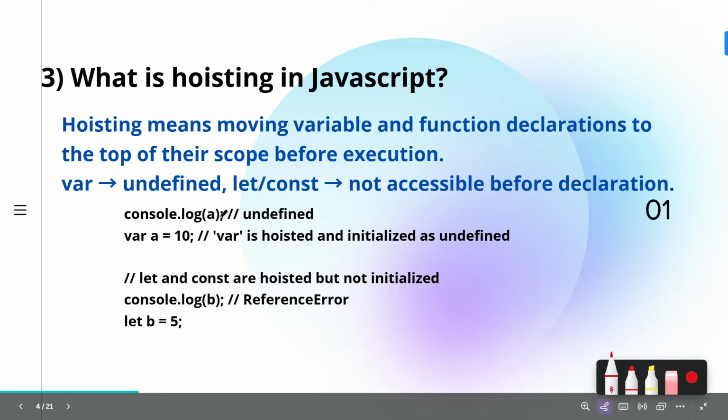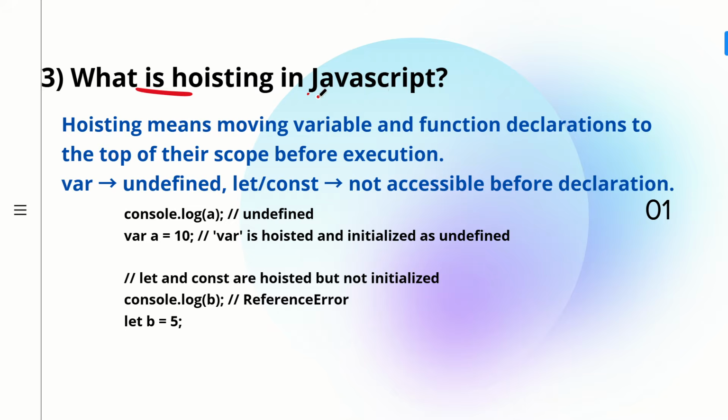Let's get into our third question, that is, what is hoisting in JavaScript? If you have observed in other languages, if you try to use a variable before you have declared it, you are going to get an error that this variable is not defined. But in JavaScript that is not the case. In JavaScript you will be able to access the variable. You might not get the exact value that is initialized below the line, but you will not get an error.